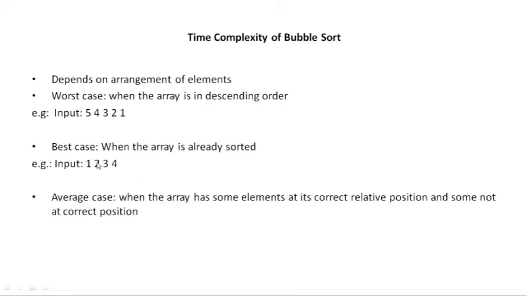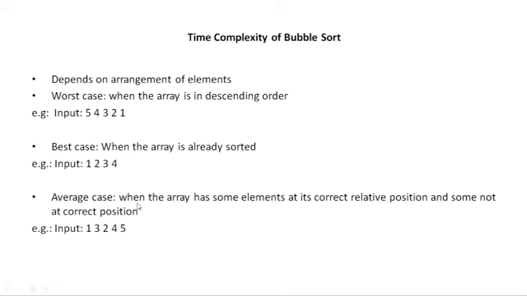Okay, and the average case is when the positioning of elements is in this way, where 1, 4 and 5 are sorted, at their correct positions, but 3 and 2 are not at their correct positions. So this is the average case, because in each comparison it is not necessary that there will be swapping. See here, 4 and 5 are sorted, so only 3 and 2 need to be swapped, right?